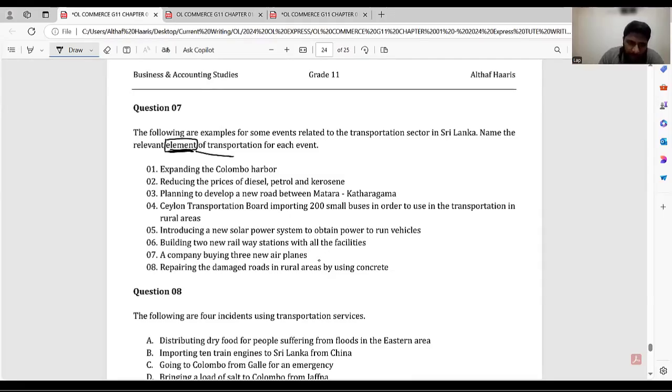So elements we learned are 4. You have to put one of these four here. What are the 4? One is the way, other one is the medium, other one is the power, other one is the terminal. Way, the medium, the power, the terminal.